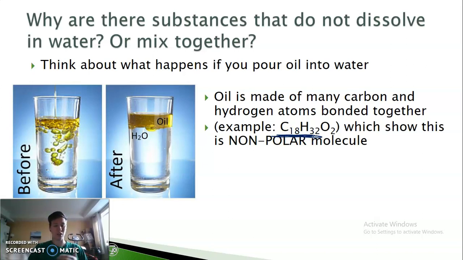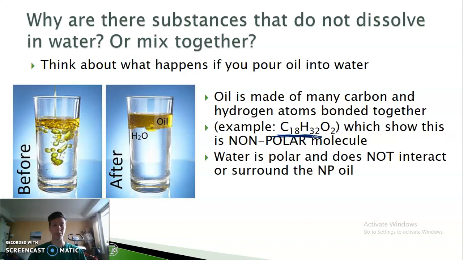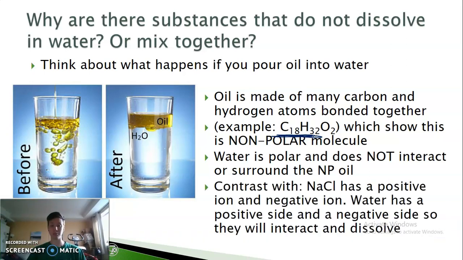They don't have unequal sharing. They're very equal, just like if it was carbon bonded to carbon or hydrogen bonded to hydrogen. So because oil is non-polar, but water is polar, they don't interact, so that water doesn't surround those oil molecules. They basically stay in their separate places.